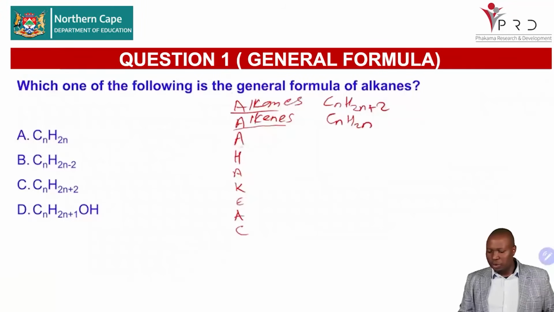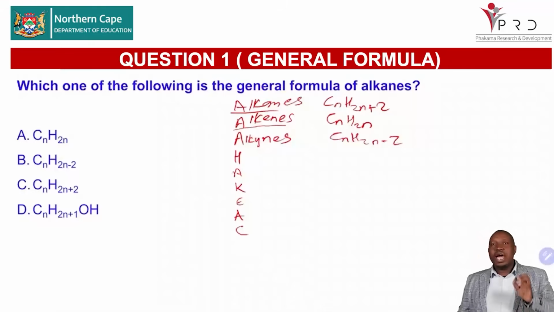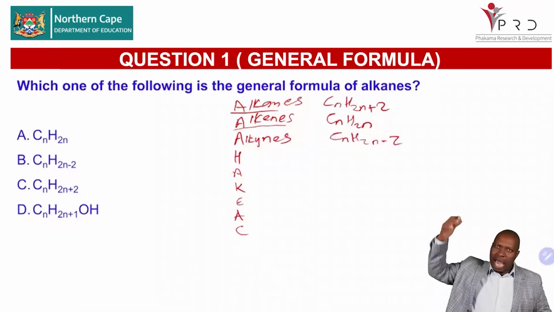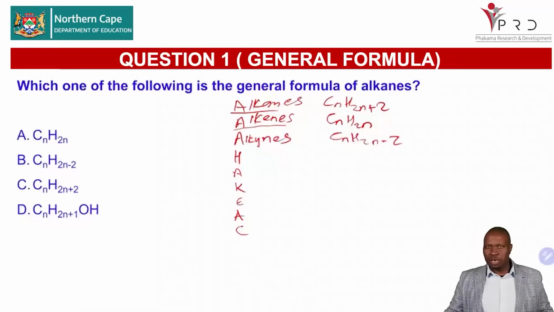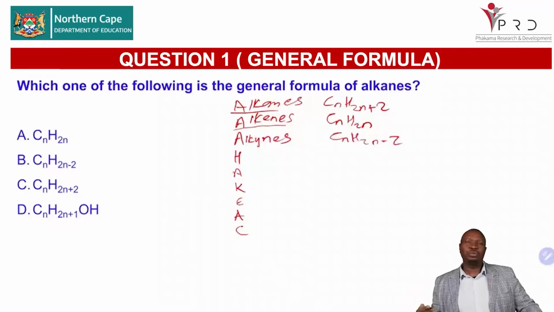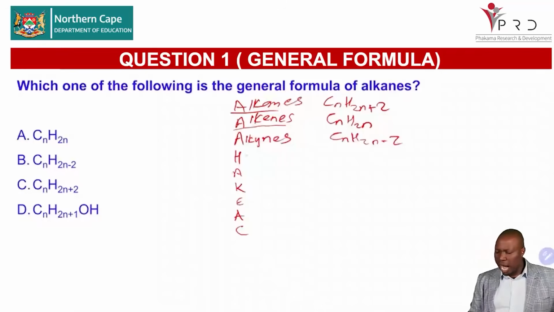And then for alkynes, we remove a further 2 hydrogens, then it becomes CnH2n minus 2. Haloalkanes, we are substituting one hydrogen. You know the reaction substitution. When you substitute 1 hydrogen by a bromo or a chloro, a group 17 element, you get a haloalkane. These are alkanes of a special kind because they have halogens.